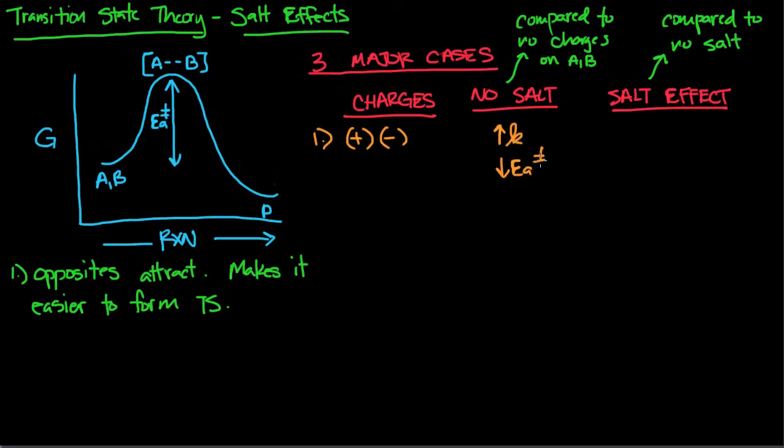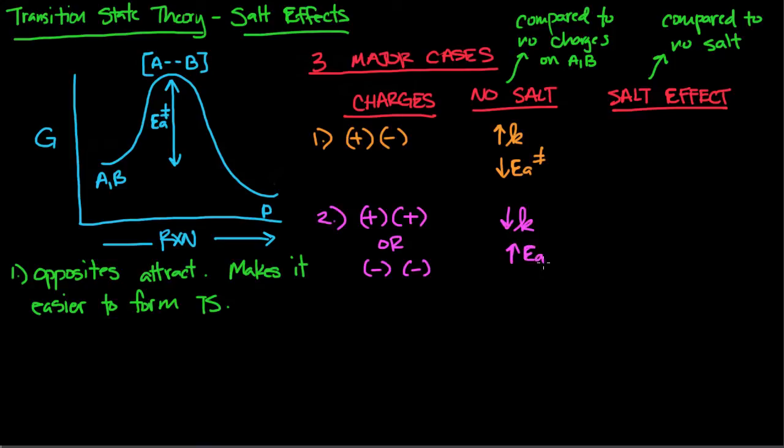The second scenario that we're going to deal with is, let's say we have the same charges. Okay, so either positive, positive, or negative, negative. And since you have positive, positive, or negative, negative, it's tougher to bring A and B together. Since it's tougher to form the transition state, the reaction is going to become slower. Activation energy is going to be higher.